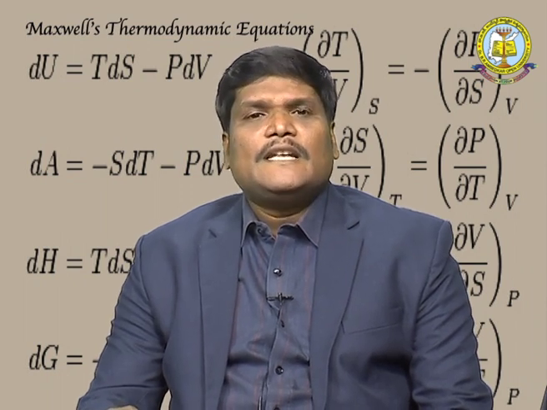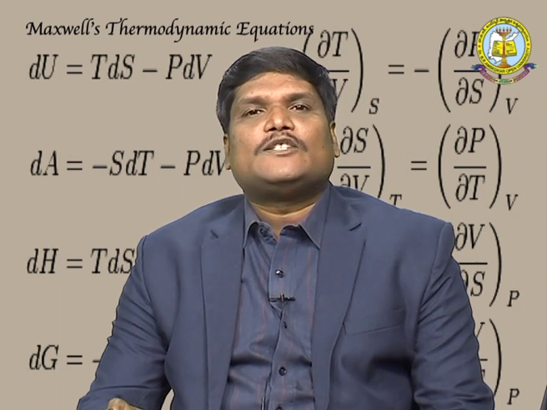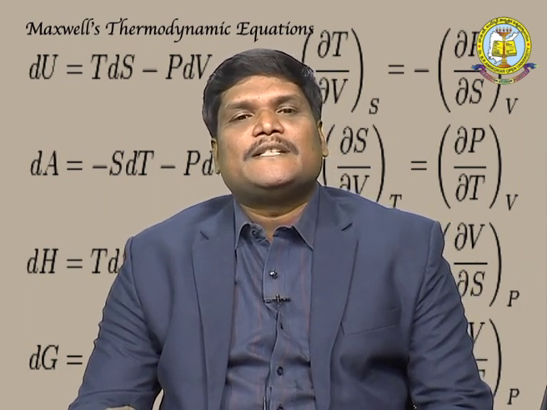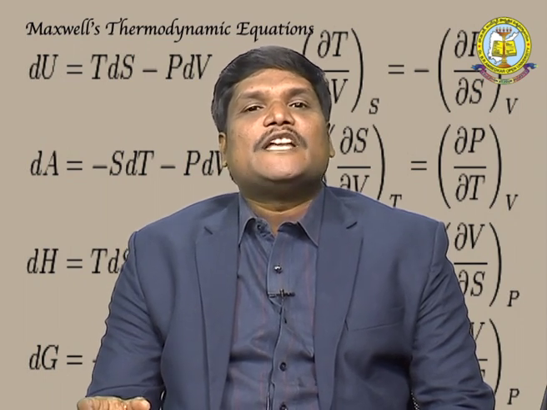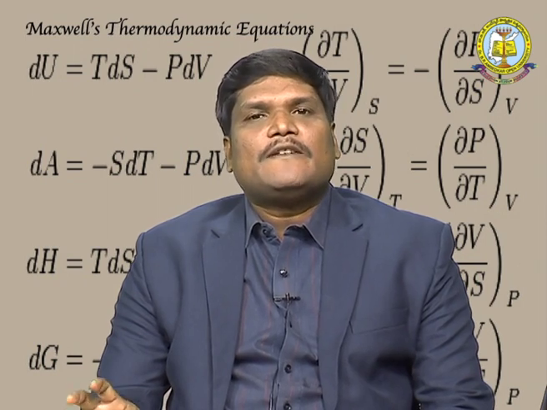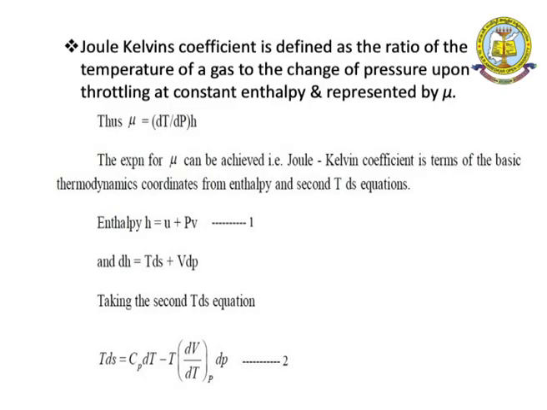Our focus here is on the Joule-Kelvin coefficient and how to derive this equation. Enthalpy H equals U plus PV; this is the first equation. Next, by differentiating, dH equals TdS plus VdP plus PdV. Here the pressure is constant, so dH equals TdS plus VdP.